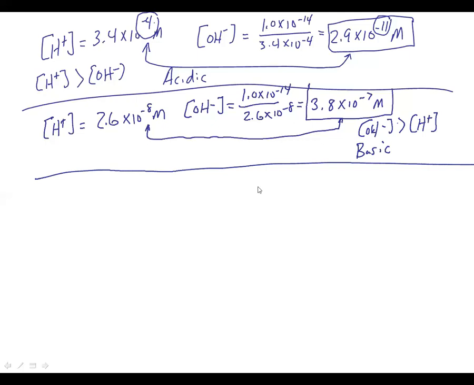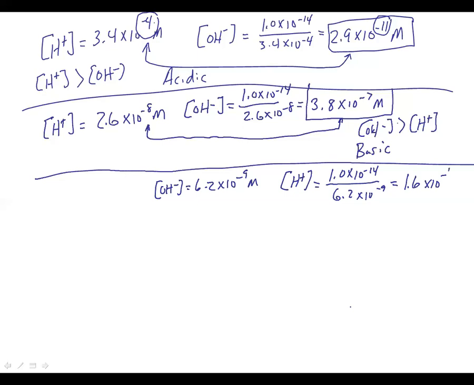All right. So continuing on, the next one we have OH minus, which is 6.2 times 10 to the minus 9. And again, it really doesn't matter which one you're given. We're going to do the same calculation, except we would be solving for H plus here, which is 1 times 10 to the minus 14, which is our KW, divided by 6.2 times 10 to the minus 9. And we would get 1.6 times 10 to the minus 6. Again, we would put molar on it to make it a concentration. Comparing in this case, we see that the H plus concentration is larger than the OH minus concentration, and that would mean that this would be acidic.